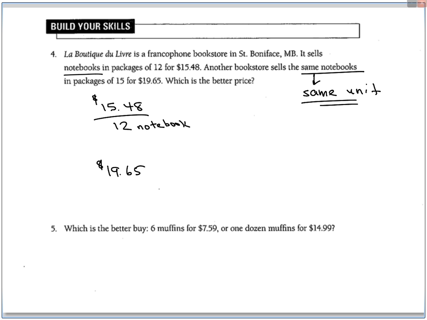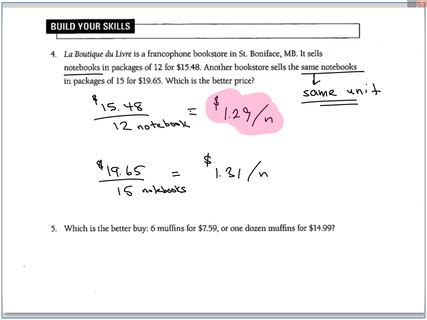This one's $19.65 for 15. Okay, just divide these each separately in your calculator. So 15.48 divided by 12. This is $1.29 per notebook. 19.65 divided by 15. This is $1.31 per notebook. So which one's cheaper? Obviously $1.29.